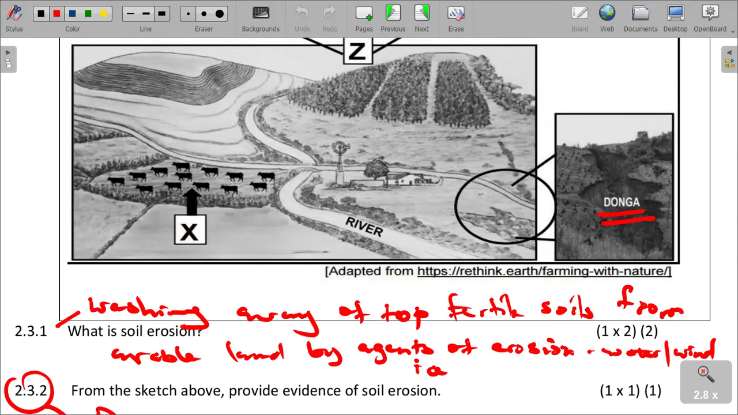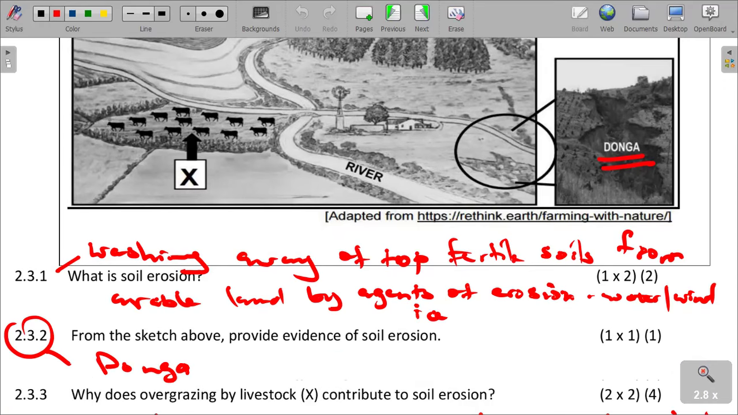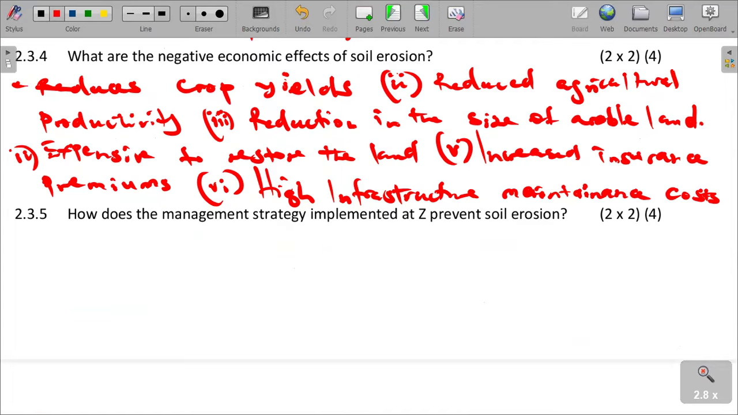How does the management strategy implemented prevent soil erosion? One, there is less exposure. Vegetation protects soil from heavy rain.